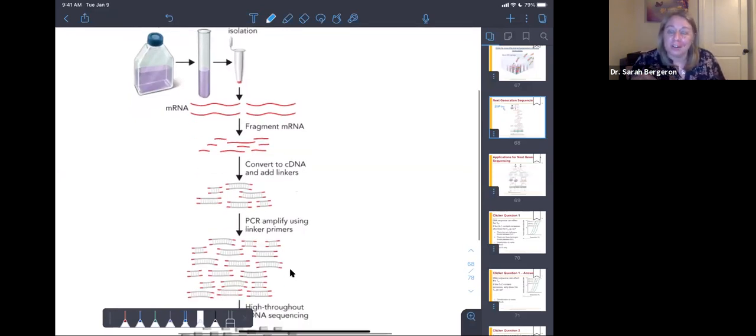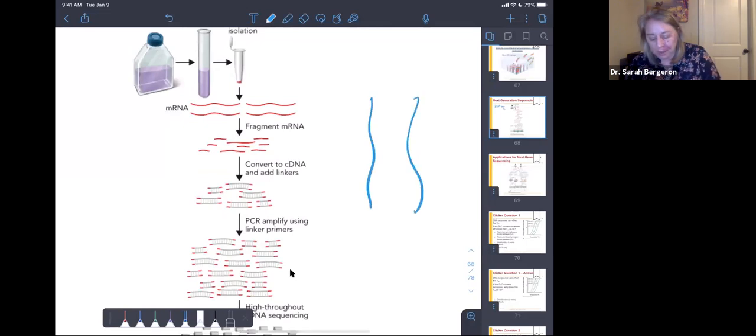And those linkers are there not to cut anything, right? That's what restriction enzyme sites are for. These linkers are just there so that you can PCR the cDNA that was already there. So let's say that I started out with, let's just pretend, that there were 3 different mRNA sequences. So these are mRNAs. So you got 1, 2, 3 different ones.